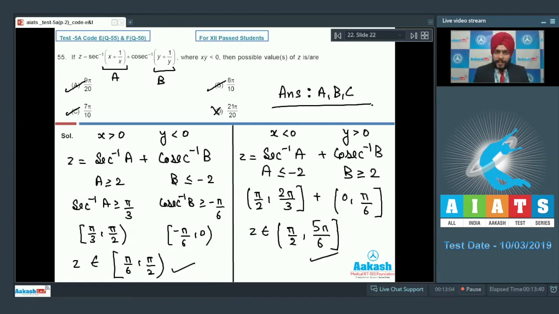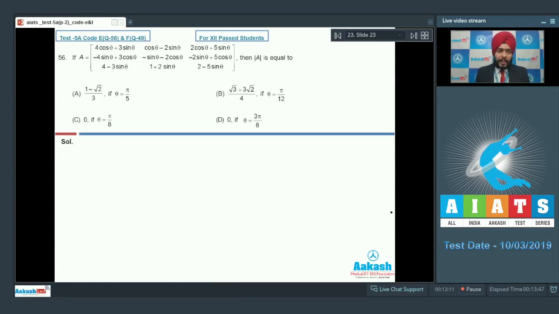Let us move on to 56. Students, question number 56 says that if A is a matrix given as 4 cos theta plus 3 sin theta, cos theta minus 2 sin theta, 2 cos theta plus 5 sin theta, and similar combinations are present in row 2 and row 3, then what is the determinant value of A?